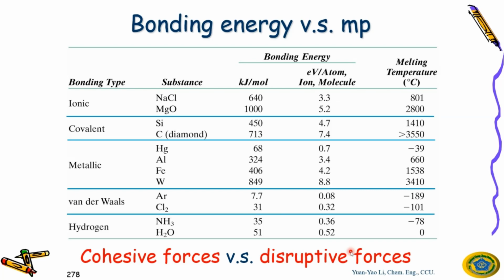Right, these are the examples for you to see, just for your information. So for covalent bonds, you have a higher melting point. You have high bonding energy. You have very, very high bonding energy. You have very small bonding energy.